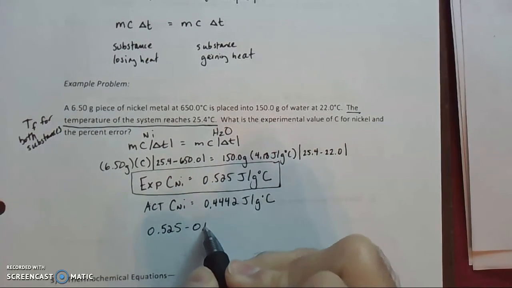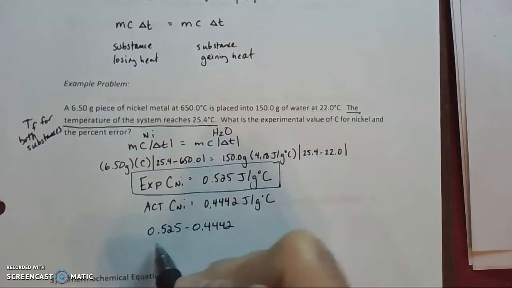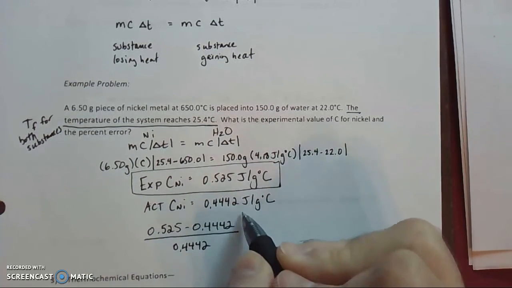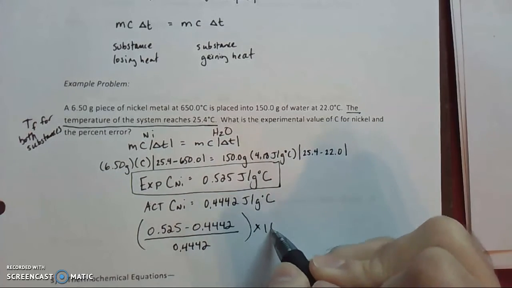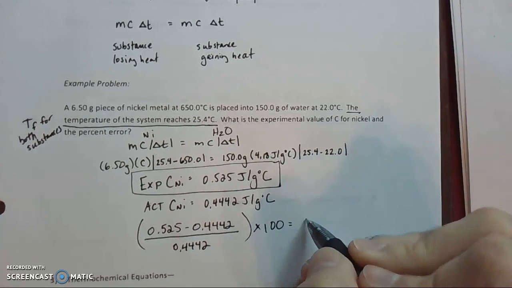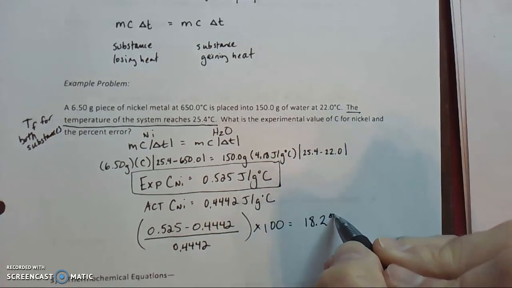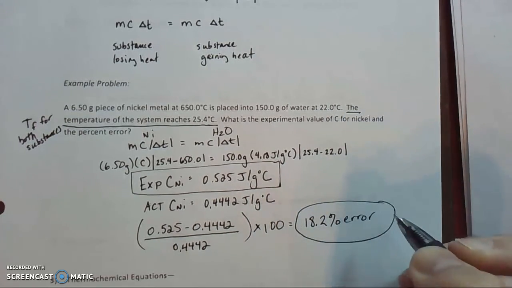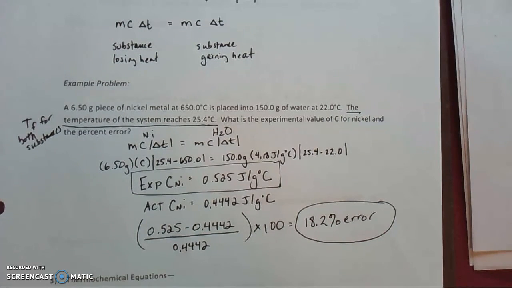So 0.525 minus 0.4442, all over 0.4442, times 100 will give us an 18.2% experimental error. So now you can complete the worksheet on heat transfer.